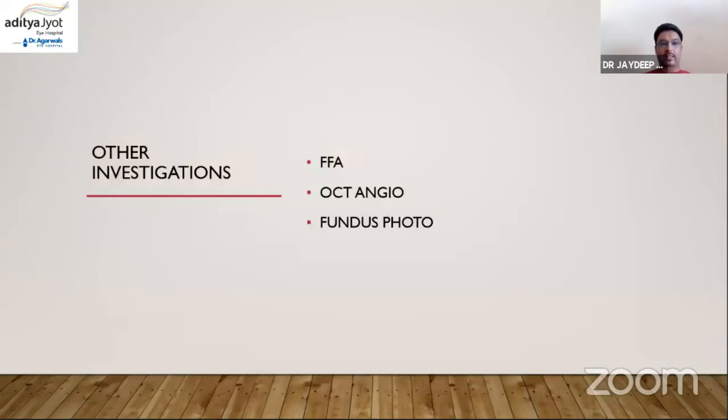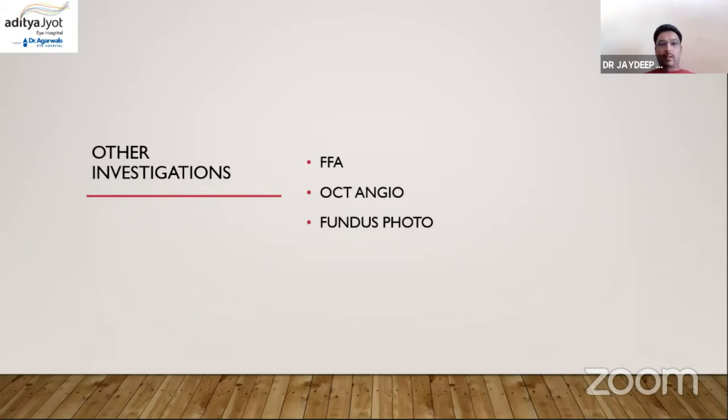So this is about the classification. The other investigations we can do, other than the SD-OCT, which is the most common one which we use, are FFA or OCT angiography and a fundus photo for documentation. But because it's 2-dimensional, it is very difficult to pick up any vitreomacular traction on it, but associated conditions like an ERM or a macular hole can be documented with serial fundus photography.